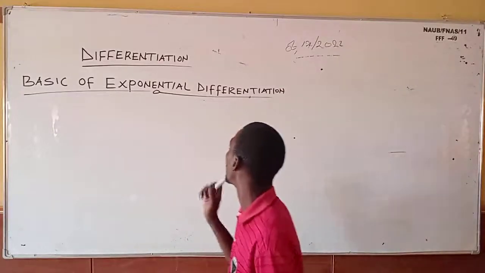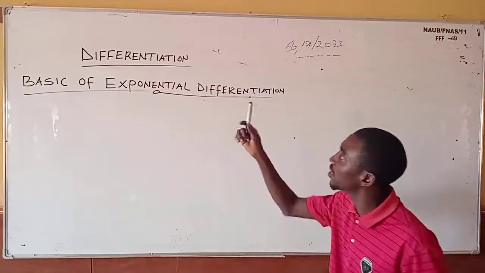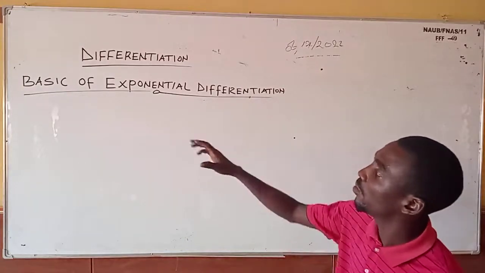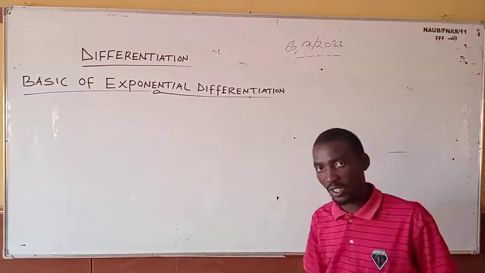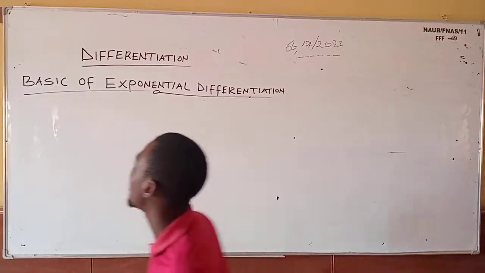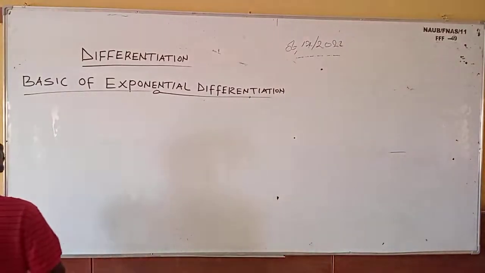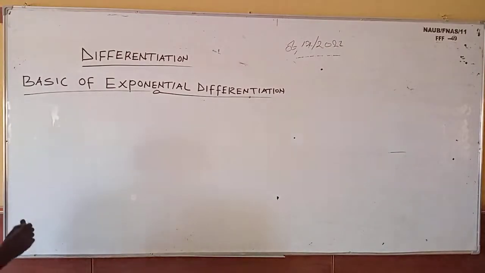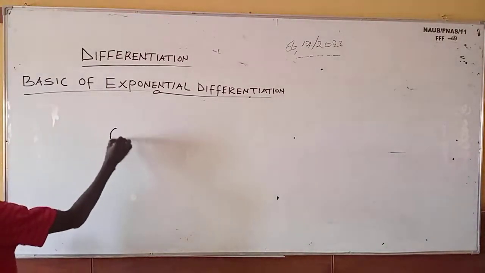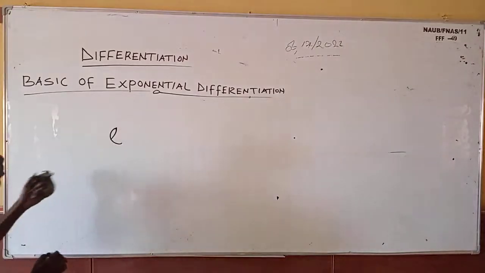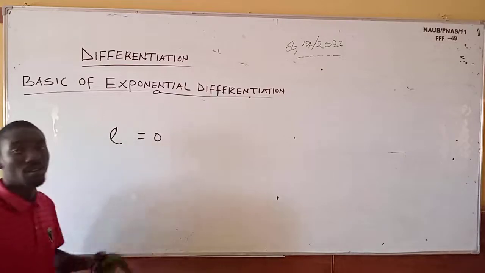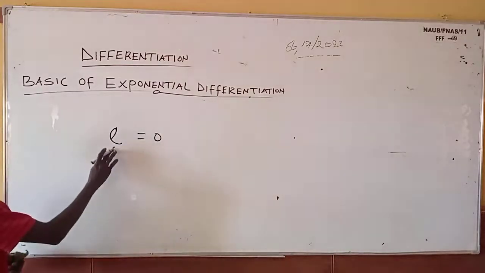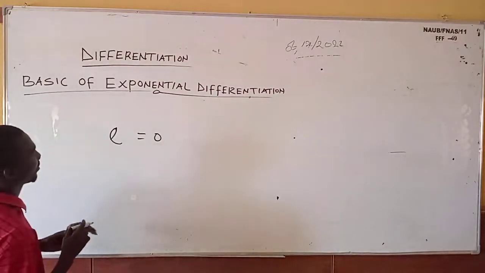Okay, in today's class, we are still under differentiation. We'll be looking at the basis of exponential differentiation. Now, if we have this as a constant and you differentiate it, you are going to have 0 because it's a constant.